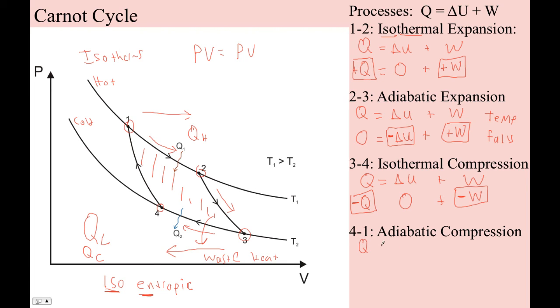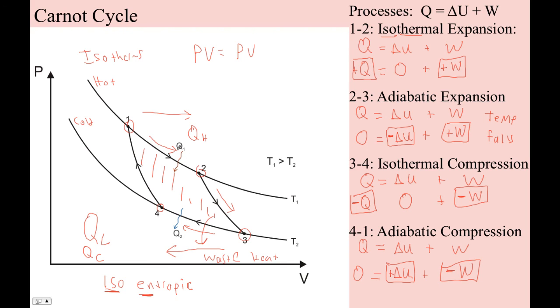And for this one, Q is delta U plus the work, right? We know that the work is negative because we're pushing the piston in. We know that heat does not flow in or out of the gas, and so therefore the internal energy must rise, okay? You also know that the piston's moving toward the gas, right? And as the gas particles bounce off, they bounce off going faster, and so it heats it up, and we get back to our original temperature and our original position of the piston, okay?